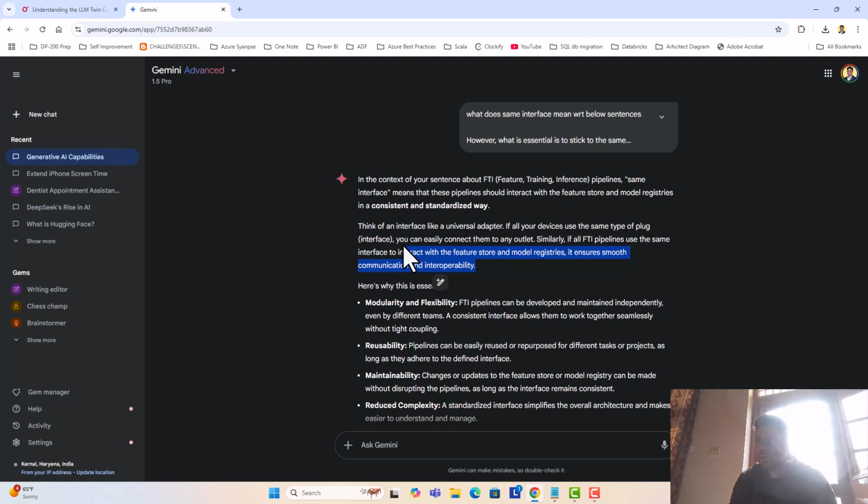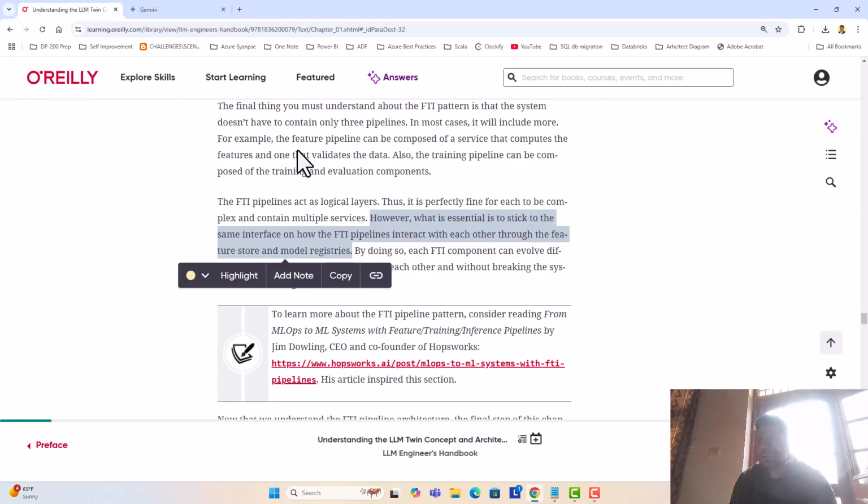I think I understood. It should be consistent. So what it means is, if you are breaking down features into some simpler processes, they should be able to connect to each other so that your overall FTI pipeline is able to do the job. Maybe I understood it, but this would be more clear if you do some hands-on.